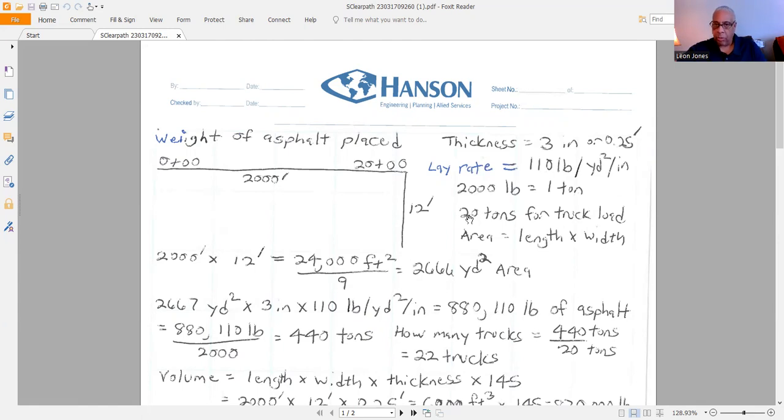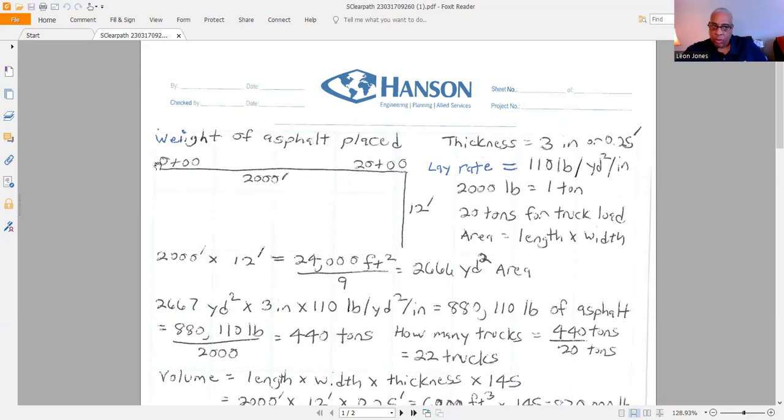Something else you need to know is that generally on an average, a dump truck is 20 tons per truckload. In other words, I have it 20 tons for a truckload. And of course, when we deal with area, we deal with length times width. So let's go to the problem that I've already calculated. What I'm going to show you is how I came up with the weight of asphalt.